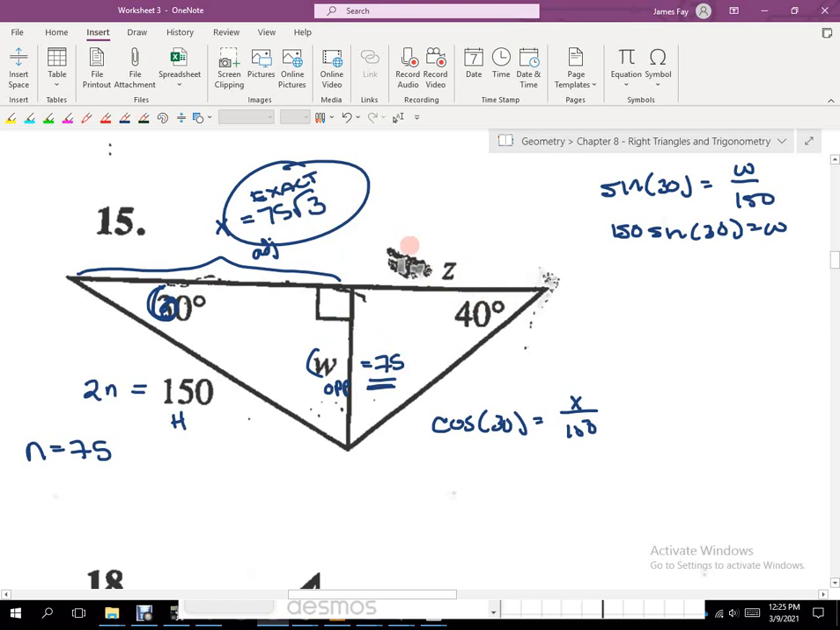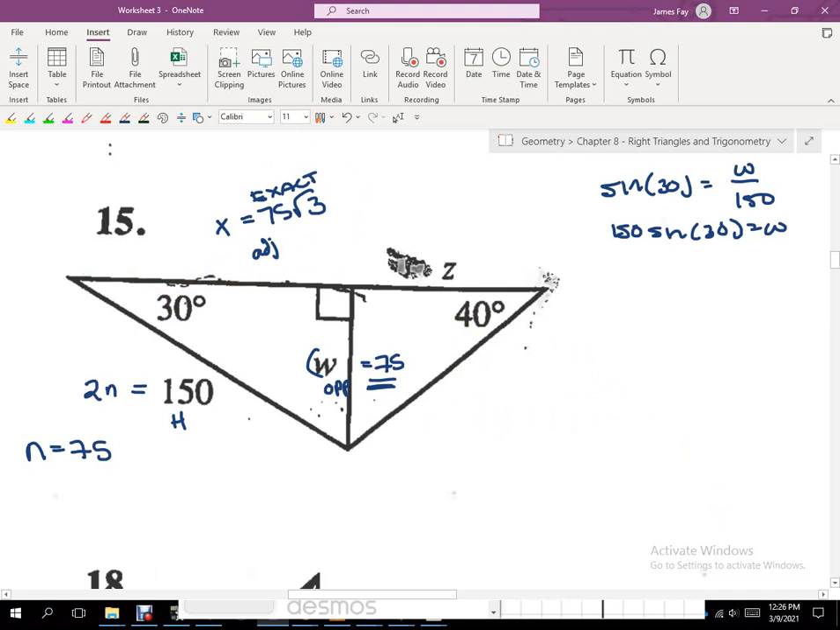Well, if I use 75 radical 3 to find z, then there's no rounding error. But if I use 129.9 to find z, then there's rounding error, and then I don't really have z. Okay? So we've got to be cautious of that and thoughtful of that as we move on. As a teacher, that's the one thing that I struggle the most with in trying to get students on board with and understanding that rounding error is an issue. Okay, and if we can avoid it, we want to avoid it.